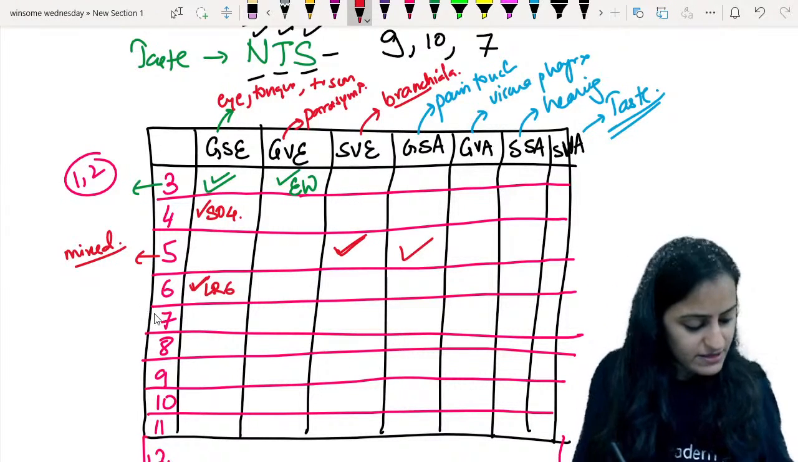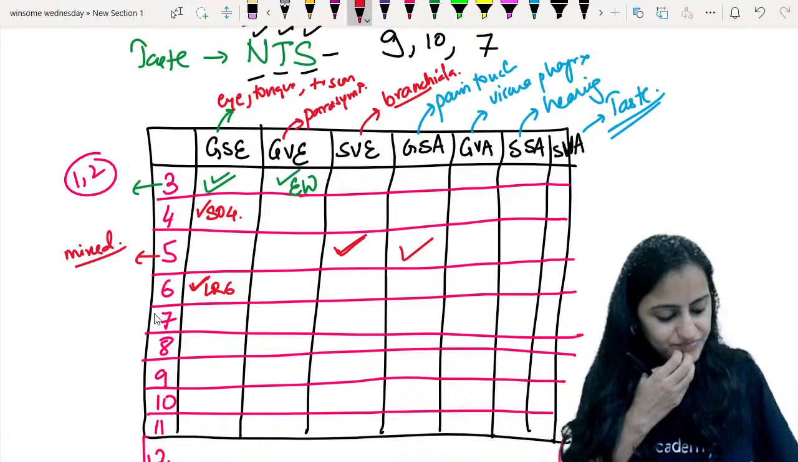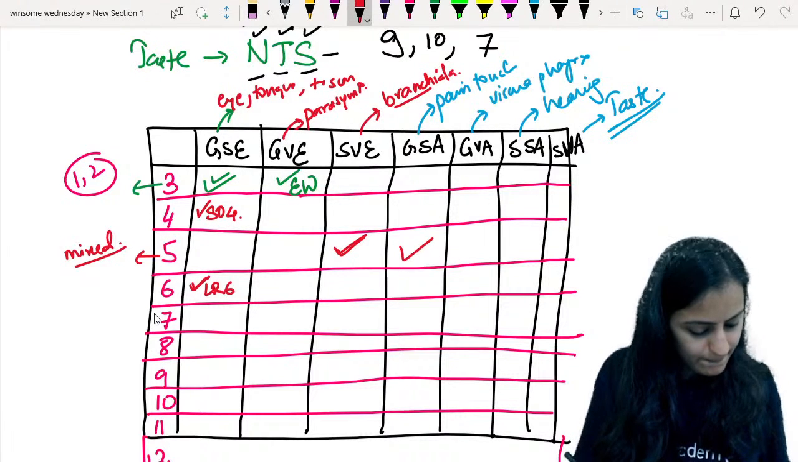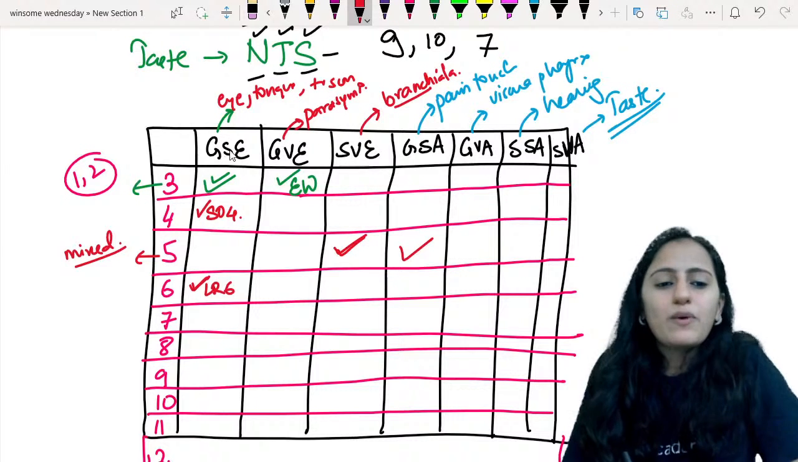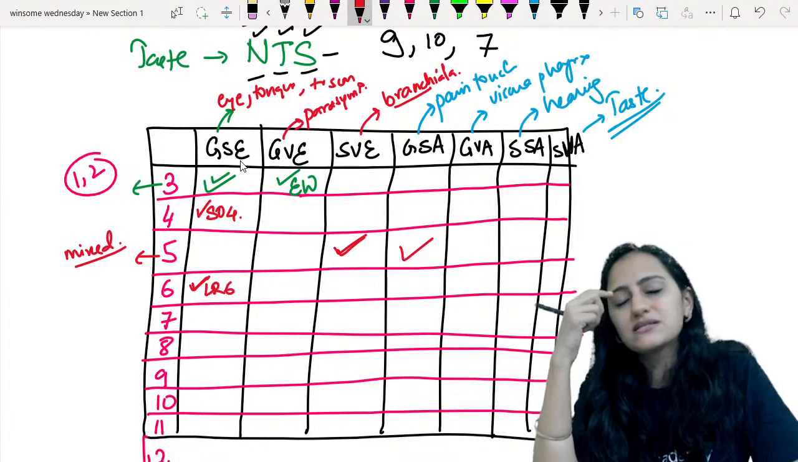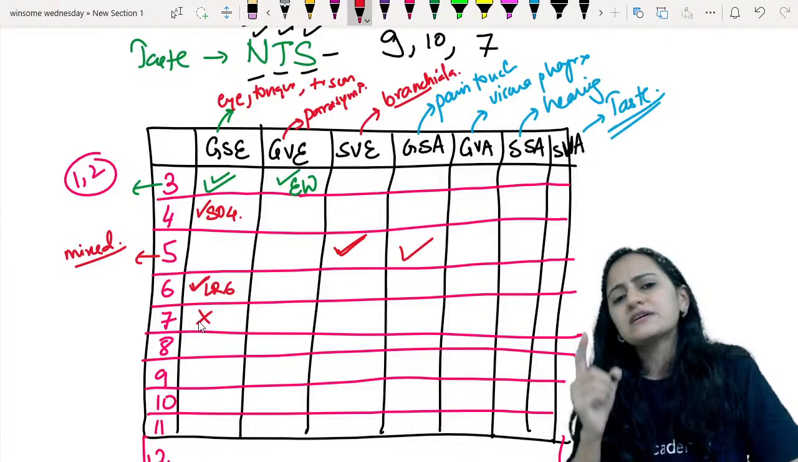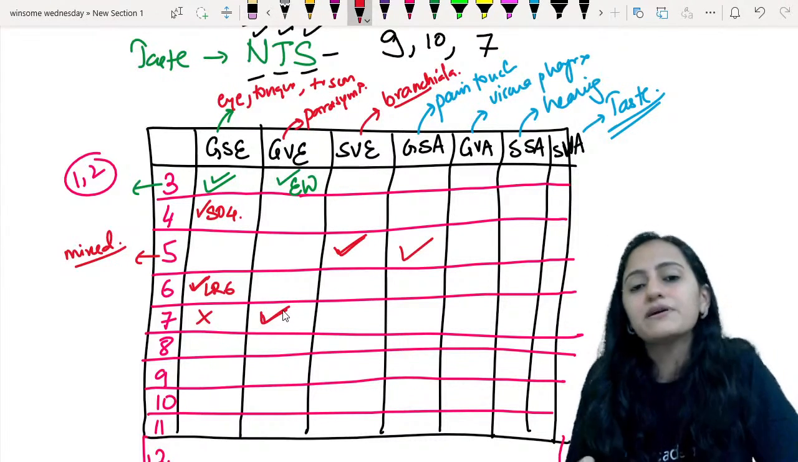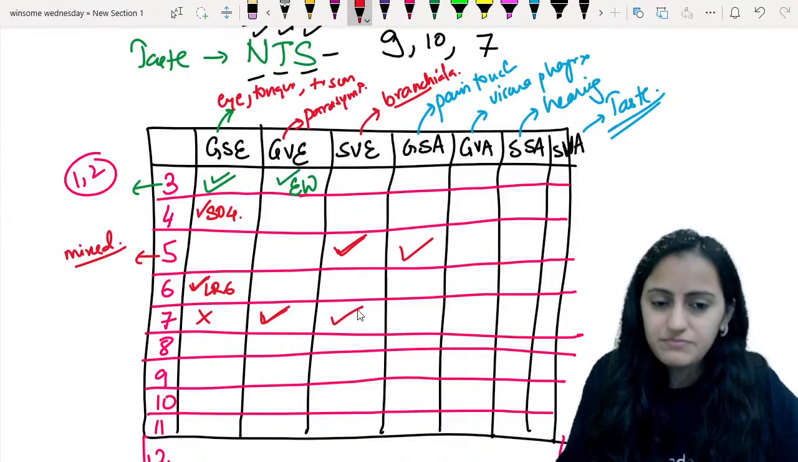Now let us look at cranial nerve 7. How about your cranial nerve 7? Let us see one by one. General somatic efferent: it does not supply your eye muscles or tongue muscles, so general somatic efferent will not come here. General visceral efferent, parasympathetic, 3, 7, 9, 10: yes, it will come here. Special visceral efferent, 5, 7, your branchial arch: it will come there.